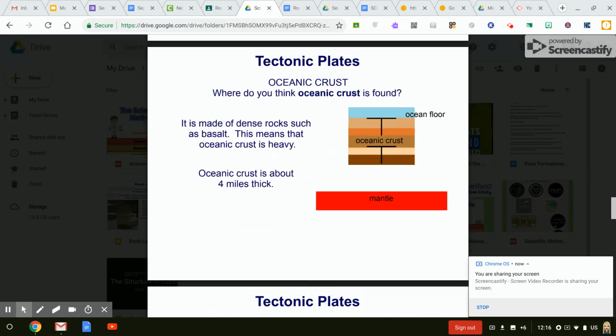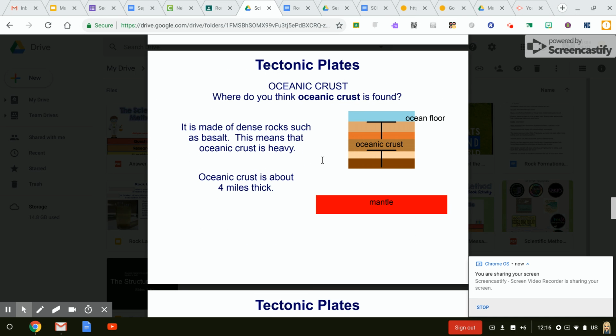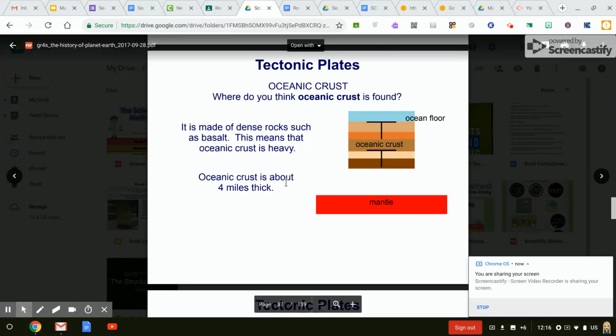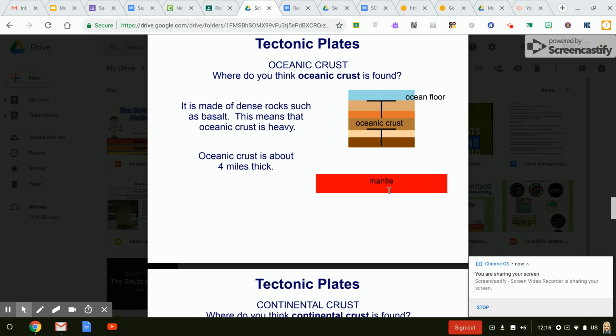So if we look at the oceanic crust, it is made of dense rocks such as basalt, and this means that the oceanic crust is very heavy. So if this is the ocean floor, like where you would step on sand, the oceanic crust is about 3 levels down, and the oceanic crust is about 4 miles thick. So that little layer that it's showing us in that picture is really 4 miles thick. And then underneath, we've got the mantle.